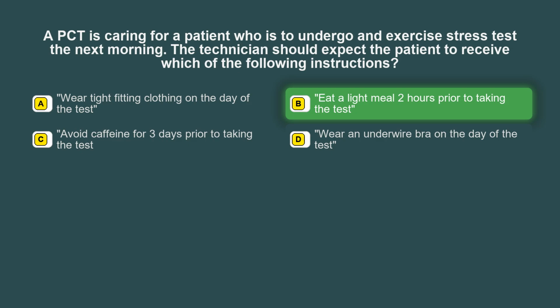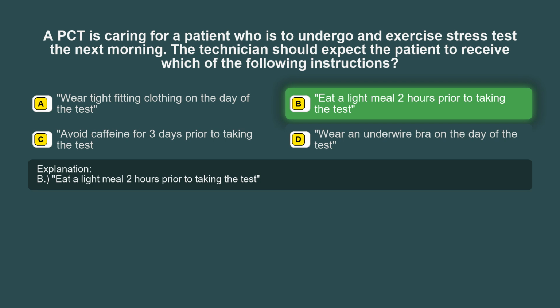The correct answer is option B. Eat a light meal 2 hours prior to taking the test.